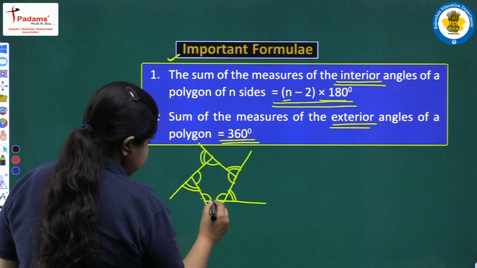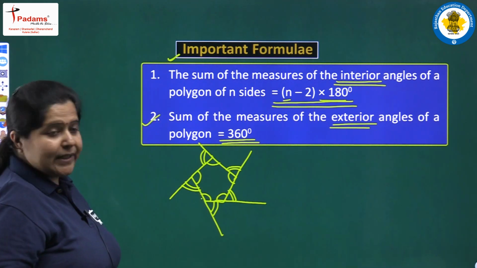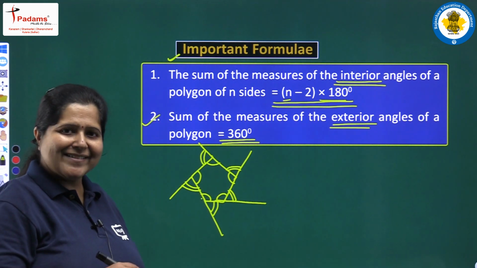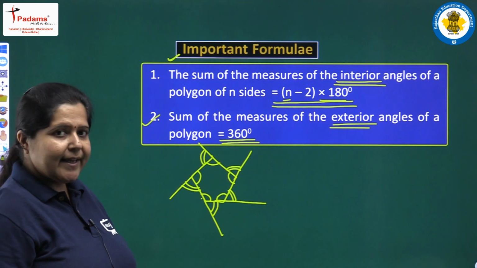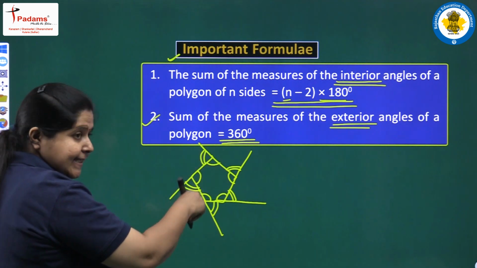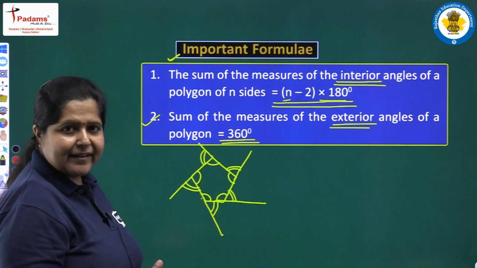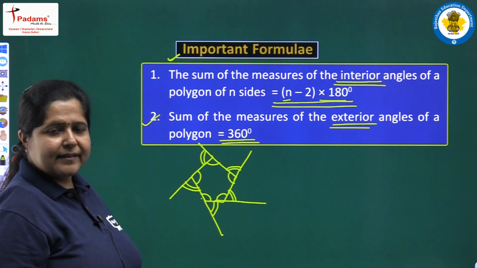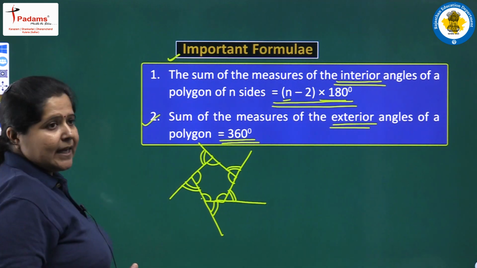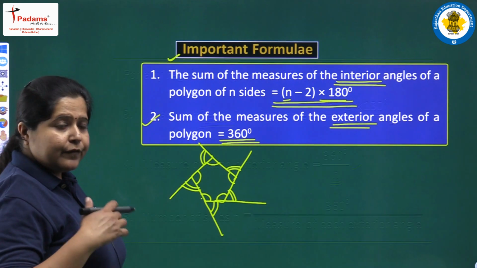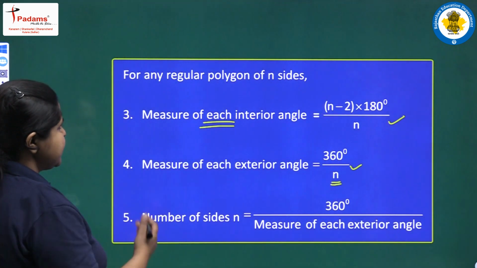I hope you can easily find the difference between the two types of angles, interior angles and exterior angles. Interior angles are formed inside the polygon and exterior angles are formed outside the polygon. Now from these two formulas, we have a chain of few other formulas, which is this one.